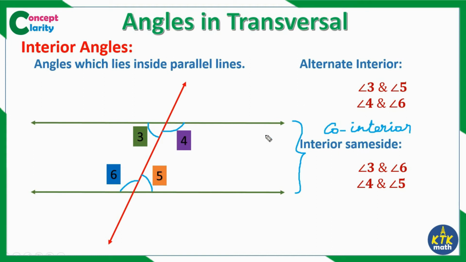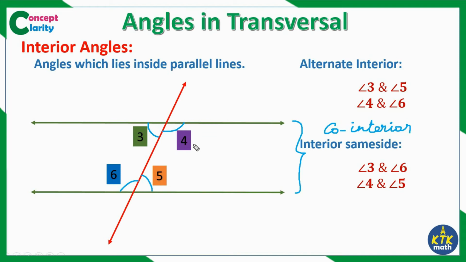I hope you are clear about alternate interior and interior same side angles. So first you should know how to name the angles, because based upon naming the angles only, we will be learning a few important properties about a transversal with parallel lines. So naming the angle is very important. Whenever they are giving two angles, you should know how to name them. For example, if they give you the position of 3 and 5 in the question, you should know it is alternate interior. Or if the question is based upon 4 and 5, you should know it is interior same side.